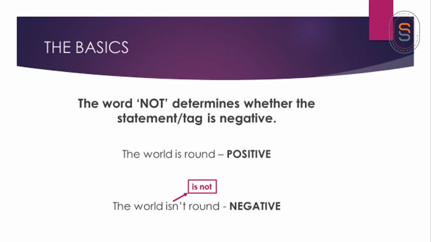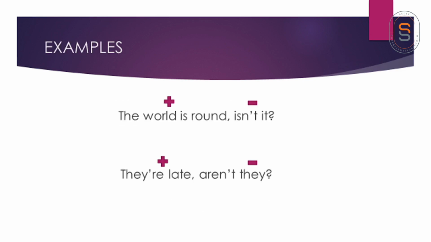So, the world is round. There's no not in that sentence, so that is a positive statement. And the world isn't round, is not round. So the word not tells you it's a negative statement. So the world is round is your positive statement. Comma after your statement. Negative tag, isn't it, with a contraction and your question mark.